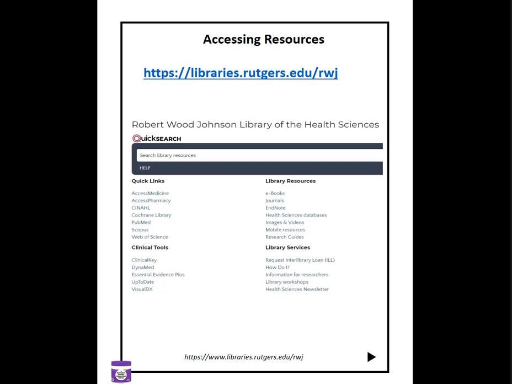Links to these resources are available from the Robert Wood Johnson Library homepage, where you can link directly on Access Medicine or PubMed to search for background information, or click on Dynamed or Cochrane Library to locate tools for answering foreground questions.